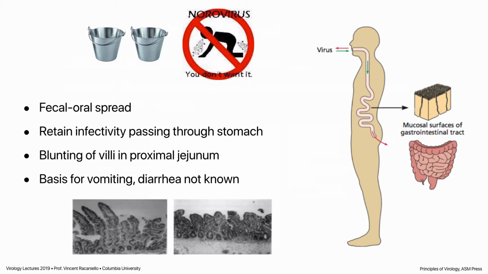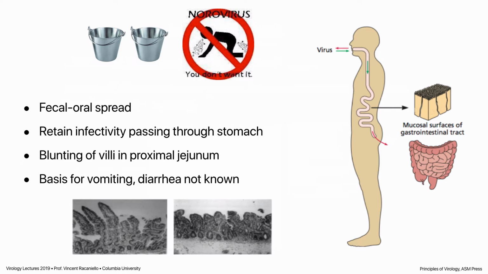Norovirus is what I call a two-bucket disease. Right? You need two buckets, one for the vomit and one for the diarrhea. Two buckets. It's a real term. Fecal-oral spread, it goes through your stomach, so it maintains infectivity, infects your intestine and causes blunting of the villi in the proximal jejunum.